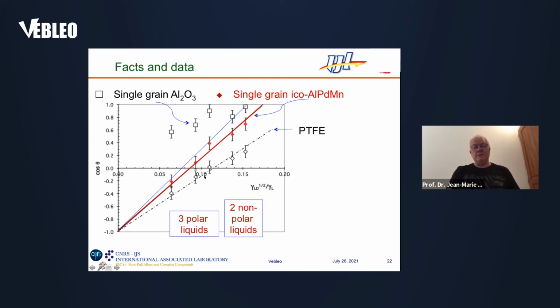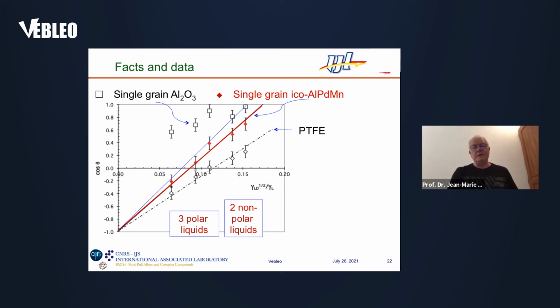So this is typical for a surface that has no polar component. And in contrast, for a single grain of an oxide, alumina here, you see that for two non-polar liquids, okay, it goes to the straight line. But these 3 points are definitely above the line.